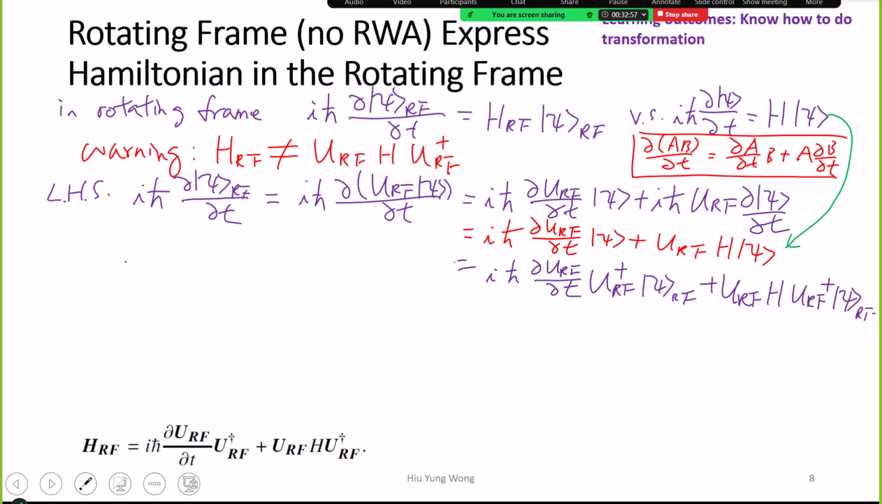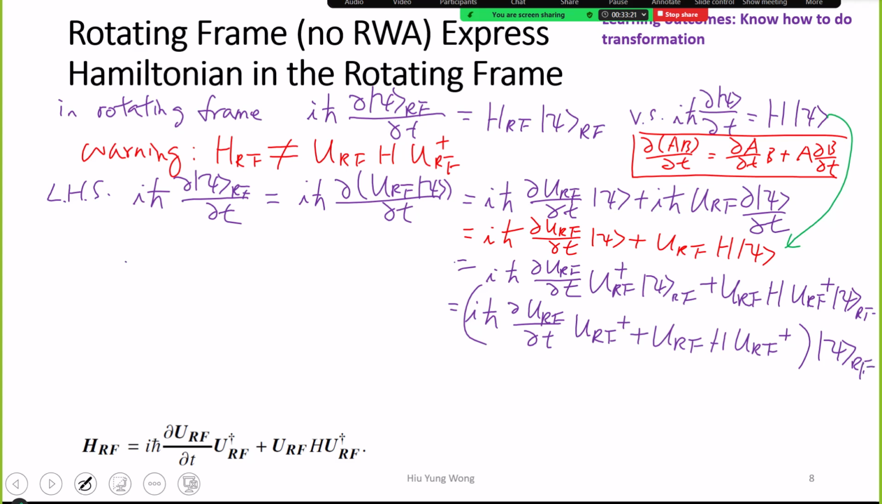Okay. And maybe I should have done that even earlier. Let me just group it. This is your iℏ partial URF, partial t, plus URF dagger plus URF H URF dagger, the whole thing times psi RF. What I'm doing is just to factorize psi RF. So I have two terms, both of them with psi RF. I take it out, and then I just group this operator together.